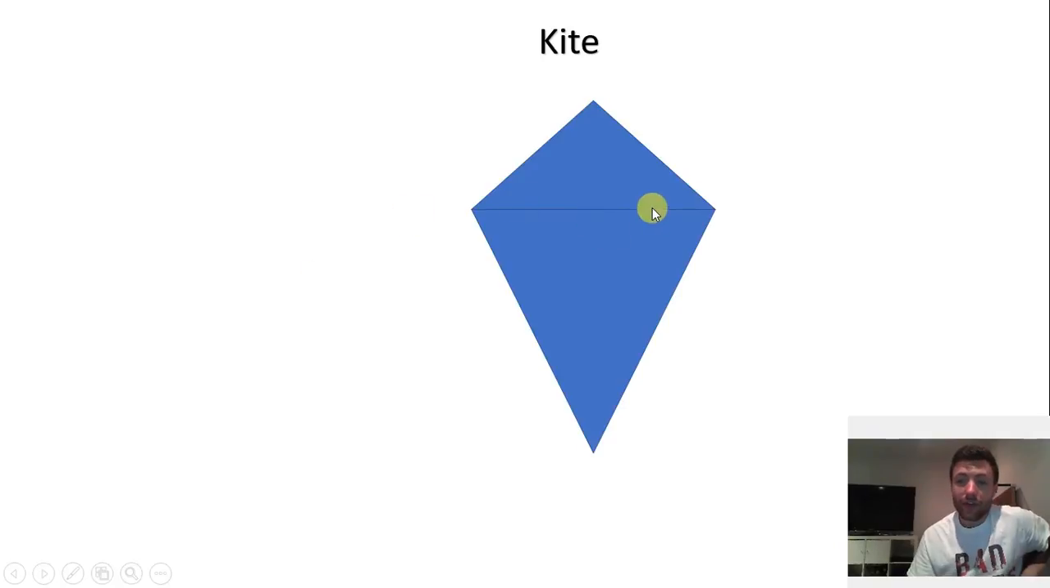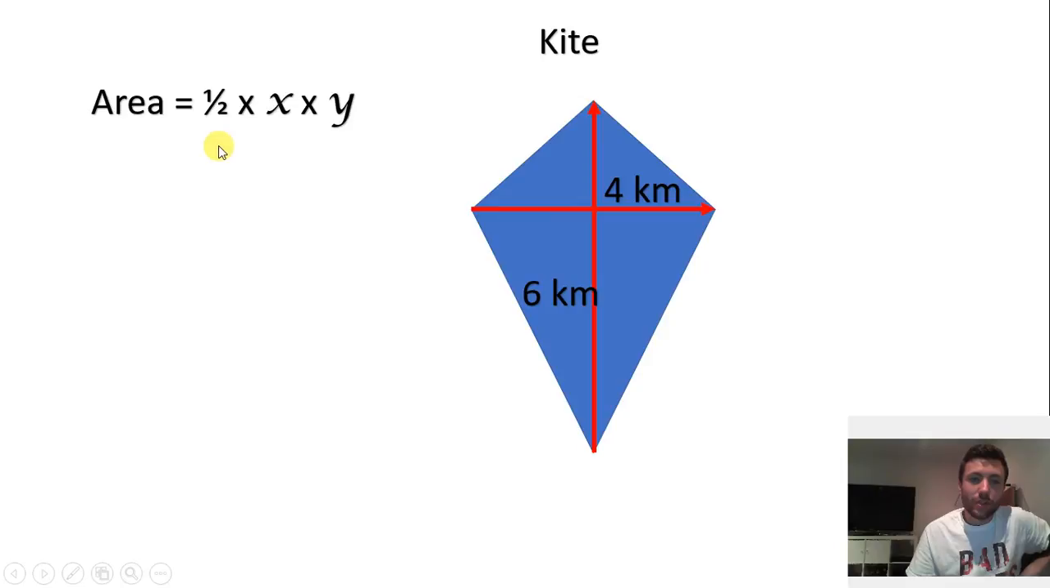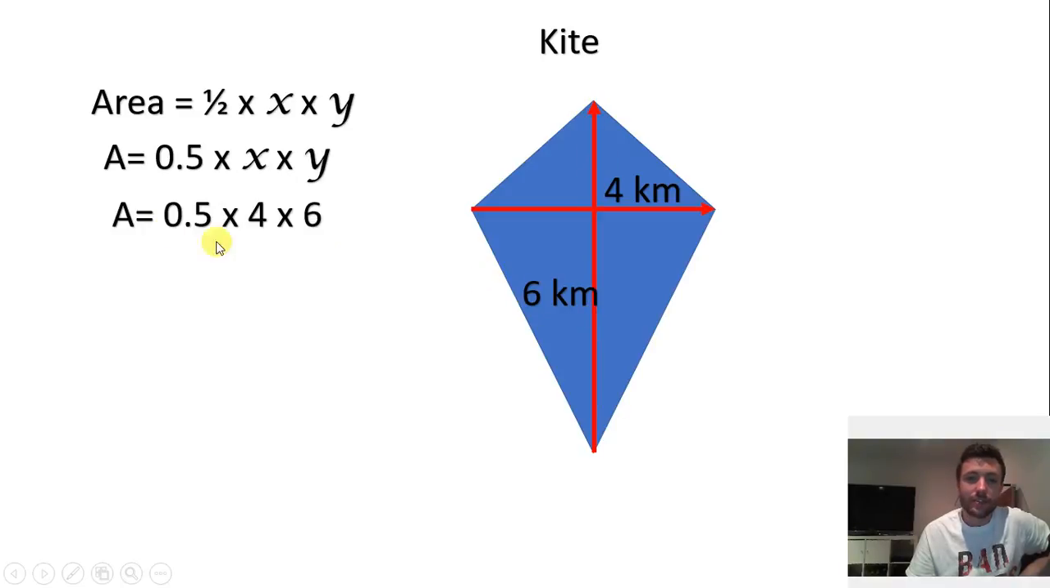So let's have a go at one of those. Let's say we have 4 kilometers across and 6 kilometers in the height. We can get our formula. So we've got 0.5 times X, which is going to be 4, times Y, which is 6. So we have A equals 0.5 times 4 times 6. 4 times 6 is 24, and half of that is just going to be 12. So the answer there is 12 kilometers squared. You don't have to do that in your head, you can use your calculator, that's fine.